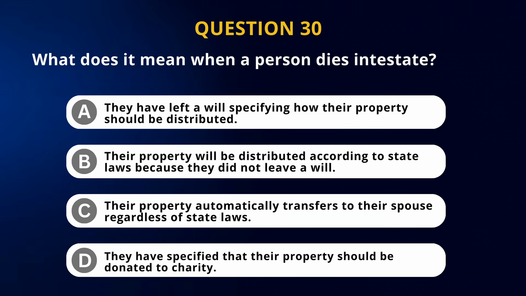Question number 30. What does it mean when a person dies intestate? Letter A, they have left a will specifying how their property should be distributed. Letter B, their property will be distributed according to the state laws because they did not leave a will. Letter C, their property automatically transfers to their spouse regardless of state law. Letter D, they have specified that their property should be donated to charity.